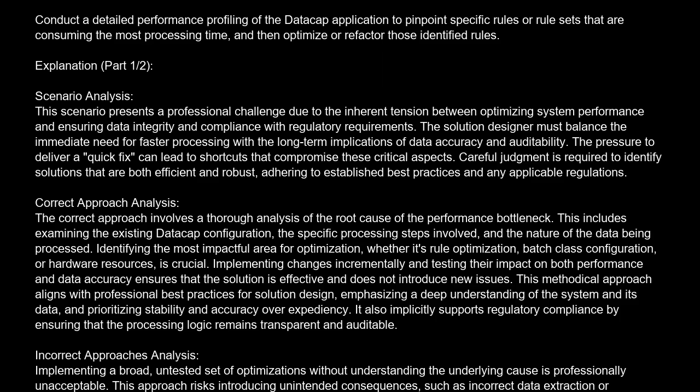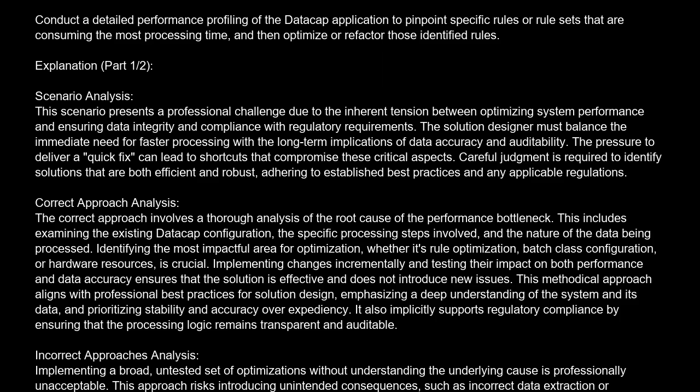Explanation. Scenario analysis. This scenario presents a professional challenge due to the inherent tension between optimizing system performance and ensuring data integrity and compliance with regulatory requirements. The solution designer must balance the immediate need for faster processing with the long-term implications of data accuracy and auditability. The pressure to deliver a quick fix can lead to shortcuts that compromise these critical aspects. Careful judgment is required to identify solutions that are both efficient and robust, adhering to established best practices and any applicable regulations.